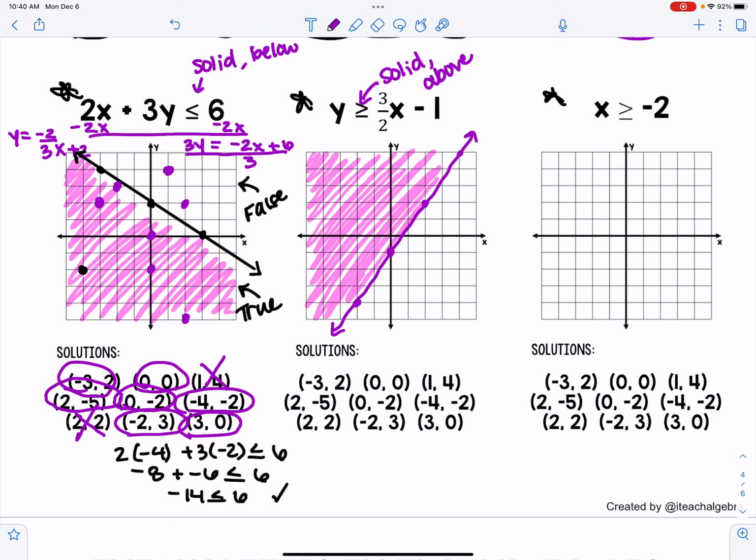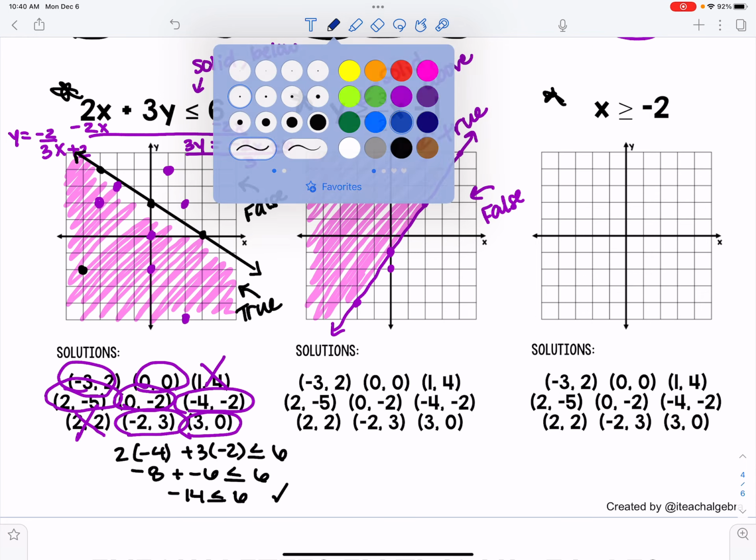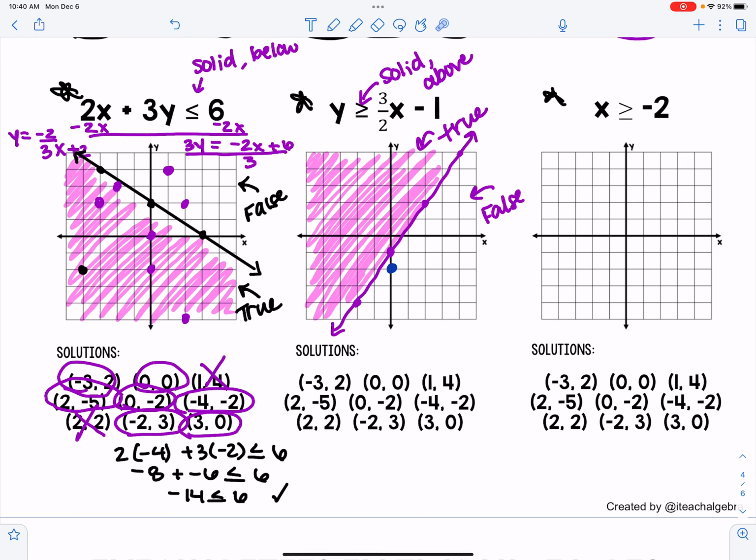And I'm going to choose another point to see if I get a true or false statement. Remember, it's going to be true when it's in the shaded area and false when it's not. All right, so I'll choose 0, -2 this time. So 0, -2 is right here. It's this point right here. And it is in the non-shaded area, so I should get a false statement.